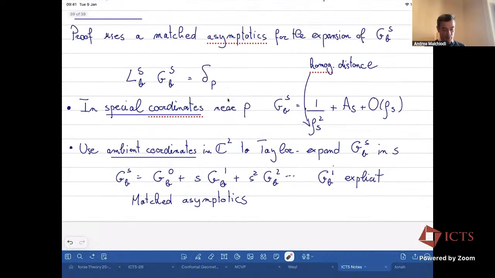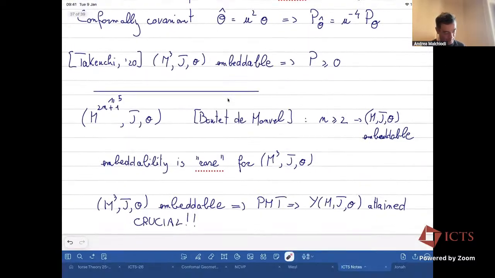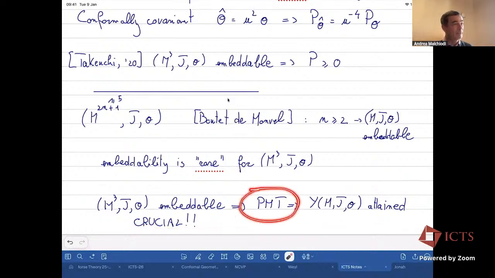So this was a counterexample to this. We saw that if the manifold is embeddable, we have the positive mass theorem, and that implies that the infimum of the Yamabe quotient is attained. So we just saw that if this fails, then the positive mass theorem can fail. And now we show that this also can fail.